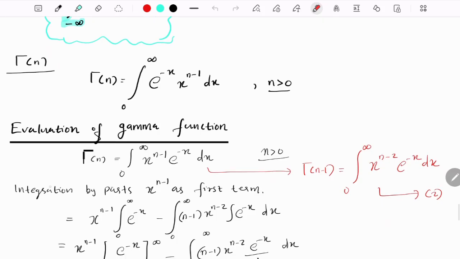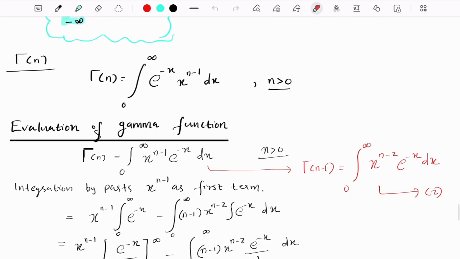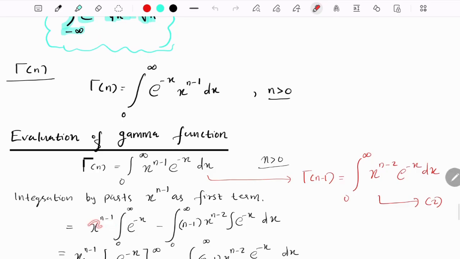So here, evaluating by integration by parts. Here x to the power n minus 1 is the first function and e to the power minus x is the second. So first into integral of second minus integral of differentiation of first function into integral of second function. This is a rule. Okay. So here we are using integration by parts.